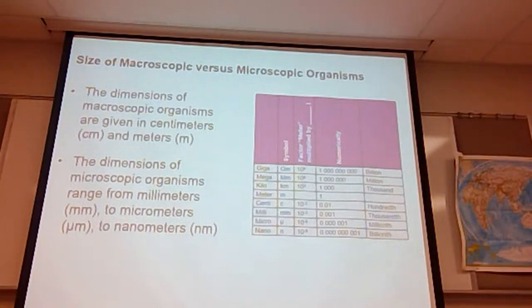Now, how big are microbes? The dimensions of macroscopic organisms tend to be given in things like centimeters and meters. The dimensions in microbes, however, range from millimeters, which we are all familiar with, to micrometers, which a few of you may be familiar with, to nanometers, which maybe none of you have ever heard of before. Here's a chart showing you the difference. We are all familiar with a meter. A meter is approximately the same size as a yard. It is a little bit bigger.